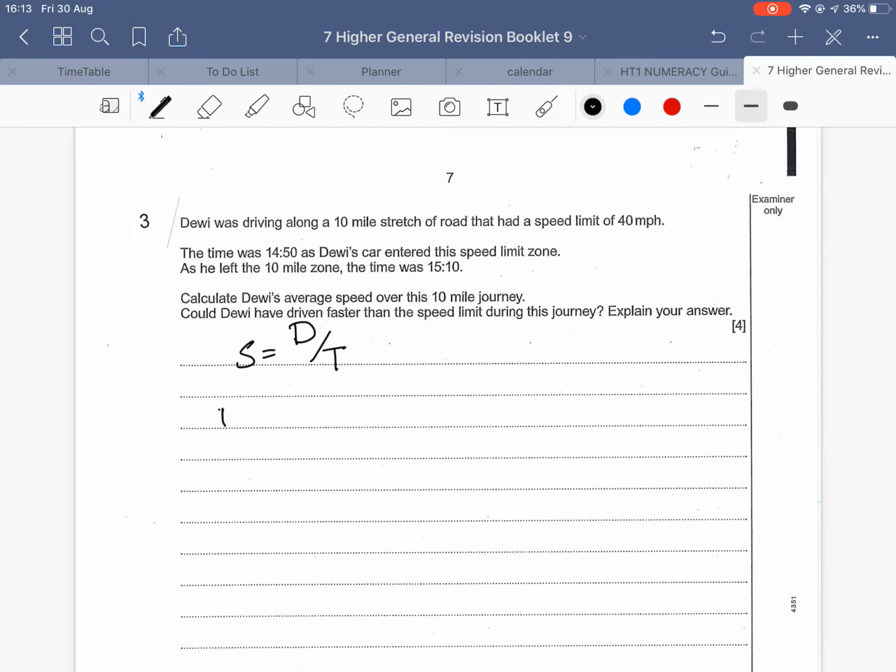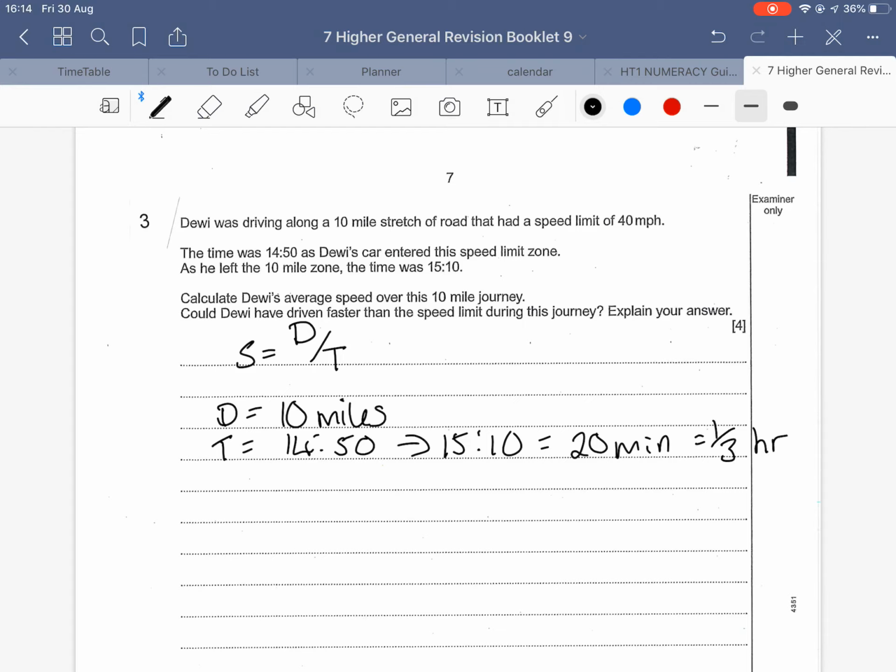So we've got our distance as 10 miles, and now we need our time. So from 14:50 to 15:10 is 20 minutes. Now, don't use 20 because then you'll have miles per minute. That's 20 minutes. Obviously, there's 60 minutes in an hour, so that's a third of an hour. So I would use a third instead of 20. So then speed is going to be distance 10 divided by a third, which is going to be 30 miles per hour.